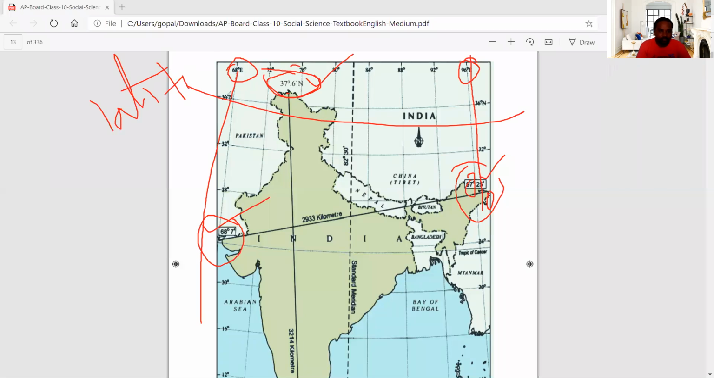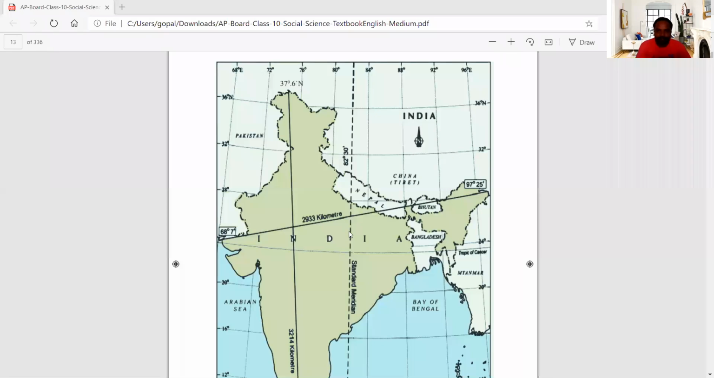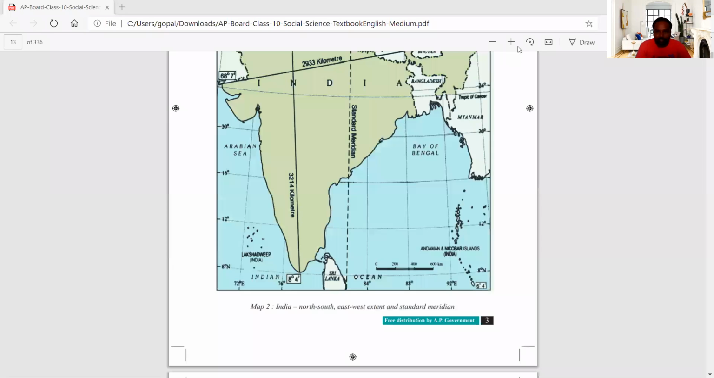Okay, so latitude is there, and the south side also is there here. If you see here in the south side, we can see this 8 degrees. So this is 8 degrees north latitude. From here to here India is passing like this. So we are telling from where India's mainland is starting. And here also we can see India.